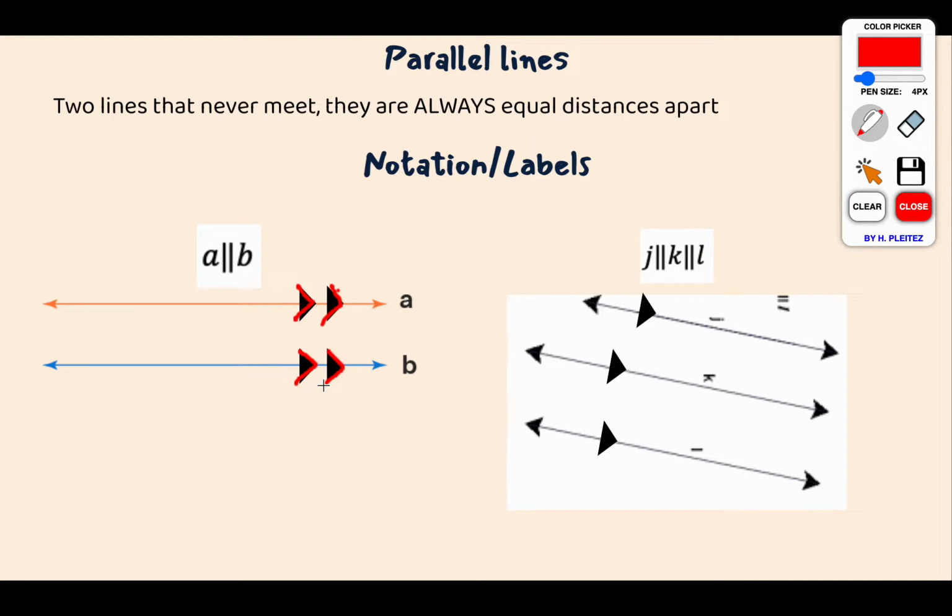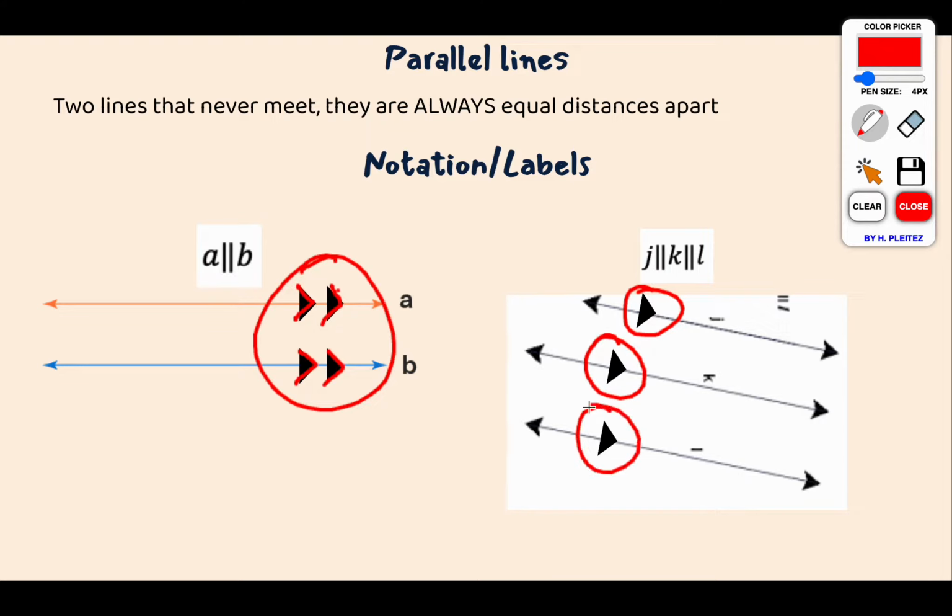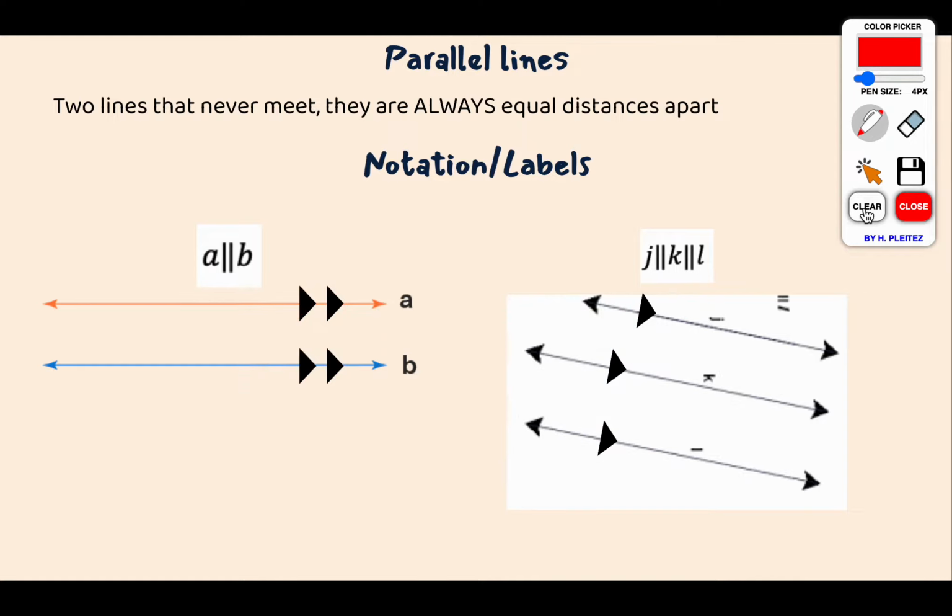Now we differentiate with that as well. You can see that here I have two arrows. In this example there is only one arrow on each of our lines, so the number of arrows can help us figure out which lines are actually parallel to each other. So this one here reads that J is parallel to K is parallel to L, so make sure that as we're going through these you are pausing and filling in the necessary stuff in your notes.